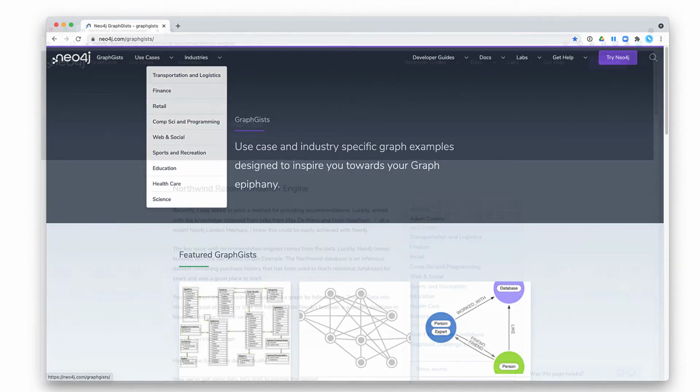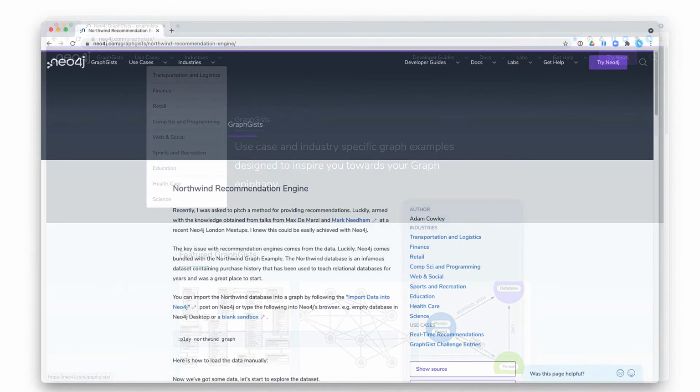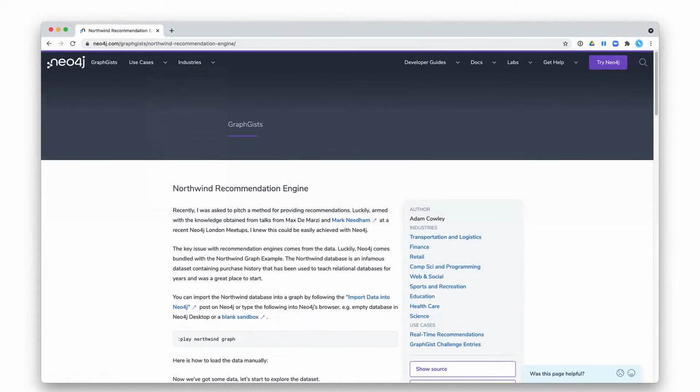The first GraphGist we will look at is for e-commerce and real-time recommendations. Many online stores are traditionally built and run on relational databases, but by adding a graph database, either as a primary data store or as an additional data store, we can start to serve real-time recommendations.